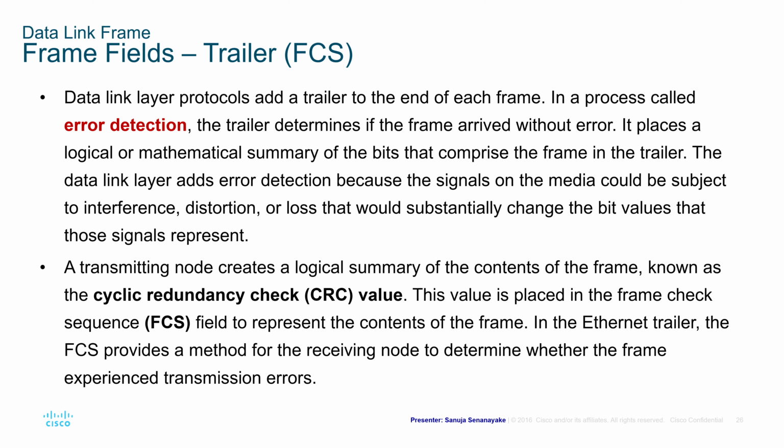A transmitting node creates a logical summary of the contents of the frame known as the cyclic redundancy check, or CRC value. This value is placed in the frame check sequence, or FCS field, to represent the contents of the frame. So it's like a fingerprint. In the Ethernet trailer, the FCS provides a method for the receiving node to determine whether the frame experienced transmission errors. So that's what you need to understand about what the trailer does.